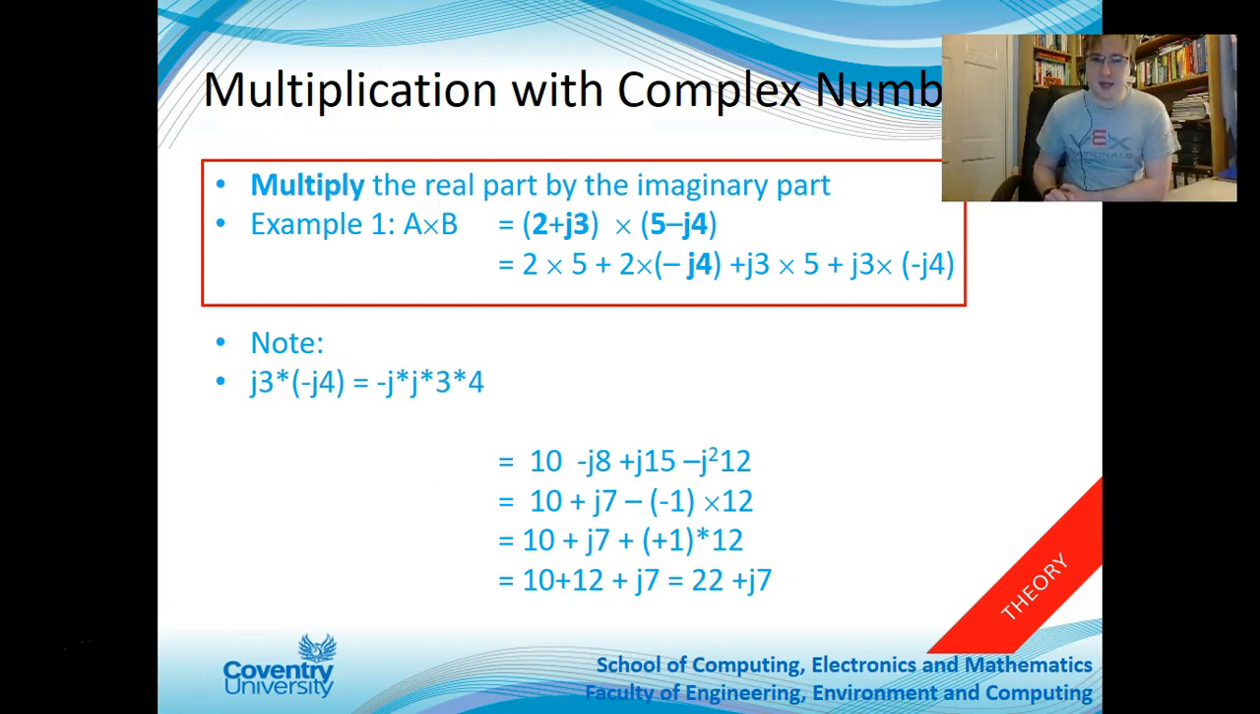Multiplication is a little bit different, okay? Basically here we multiply the real part by the imaginary part.